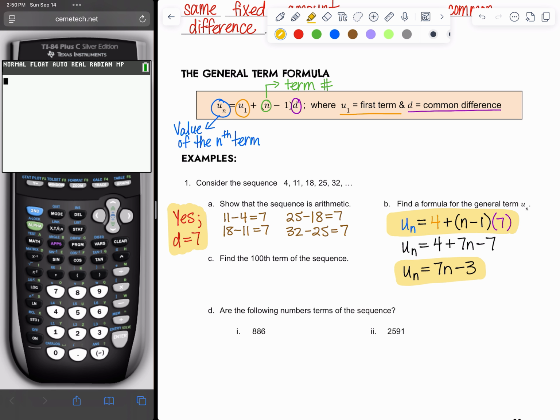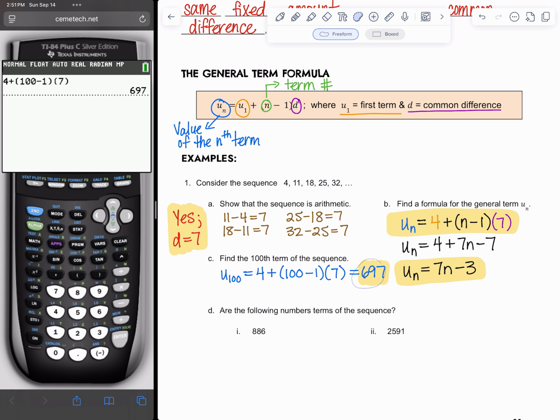It's the same thing. Now it says, what is the 100th term of the sequence? That means we want to find u sub 100, and that is going to be equal to 4 plus 100 minus 1 times 7. If we do 4 plus 100 minus 1 times 7, we end up with 697. So that is the 100th term of the sequence. All right. Now, if you wanted to, you could have used the 7n minus 3 one, and you could do 7 times 100 minus 3 using that formula, and you would get the same answer.